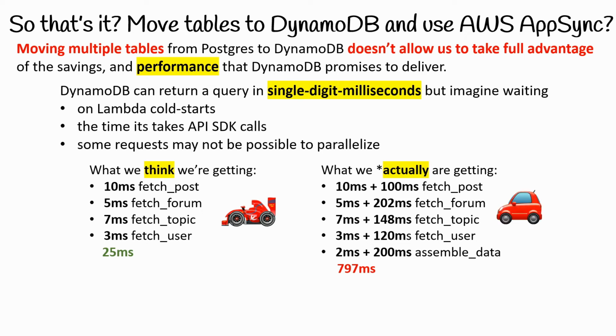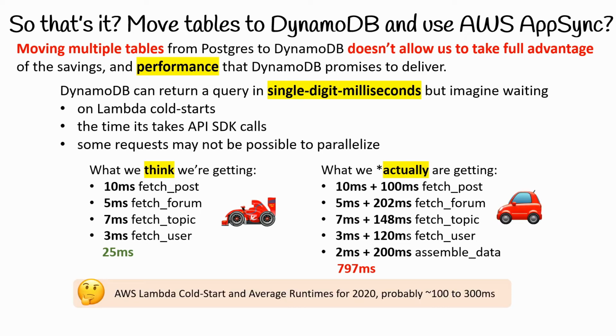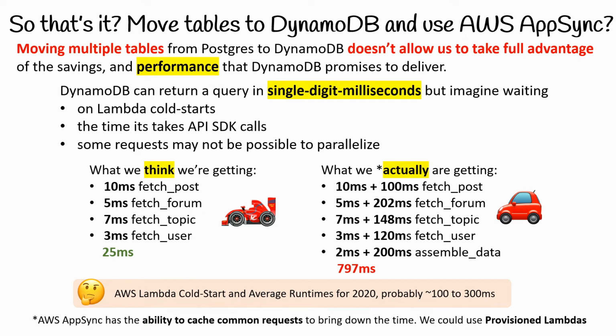So, and just consider that for lambdas, it's usually between 100 and 300 milliseconds. It's okay. We could bring this down with AWS AppSync. So using AppSync, they have built-in cache. So that would cache the common requests. Or if we're using pure lambdas, we could use provisioned lambdas. There'd be an extra cost to it, but it would shave off all those cold starts. But just realize that optimally, multi-tables aren't the most optimal design that we could have.